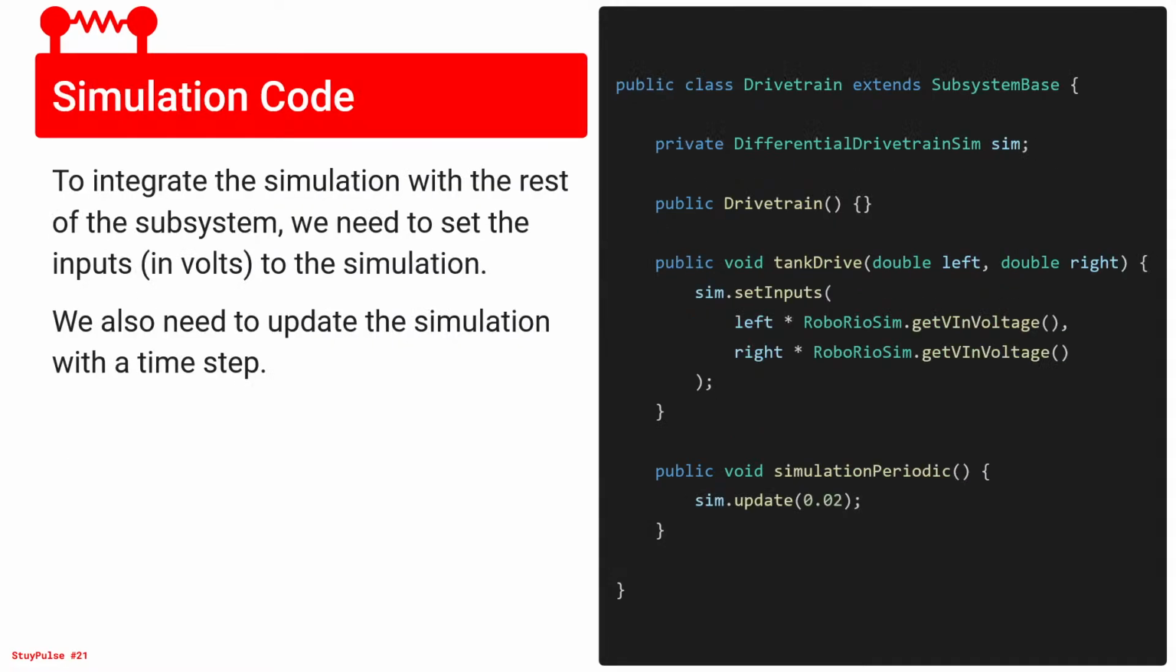Now we need to integrate it into the rest of the subsystem. The light just turned on. All we need to do is set the voltages of the left and right sides of the drivetrain. So you can see in tank drive, we do sim.setInputs, and then we just have left and right voltages. We also need to update the simulation with a time step so that it knows when to recalculate those state variables and how much time has passed. And we have 0.02 because it's running 50 times a second.